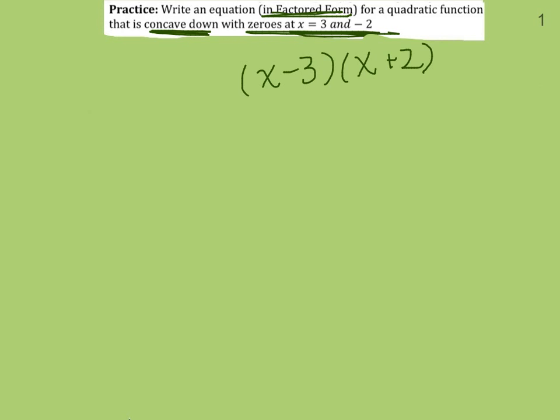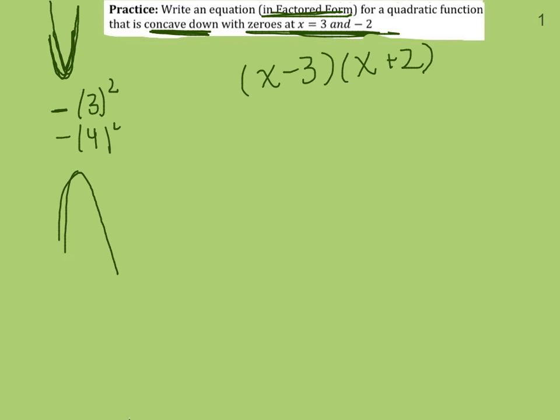So remember, positive functions, just like the regular f of x equals x squared, make an upward parabola, because if you square something, it's going to get bigger and bigger and bigger. But if you say negative, for instance, 3 squared versus negative 4 squared, it's going to get down and down and down, a larger and larger negative number. So that's going to be concave down.